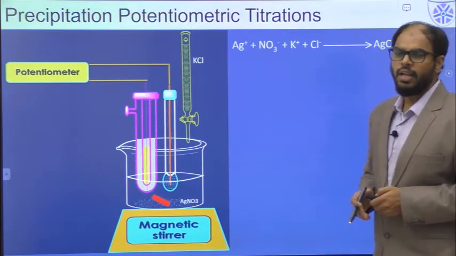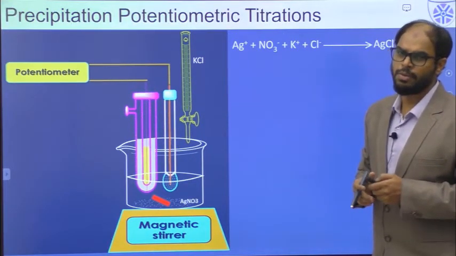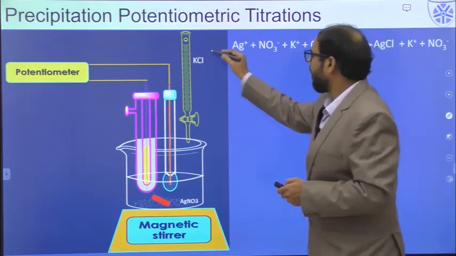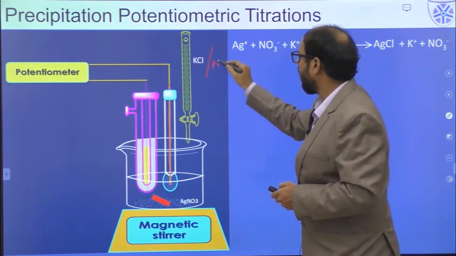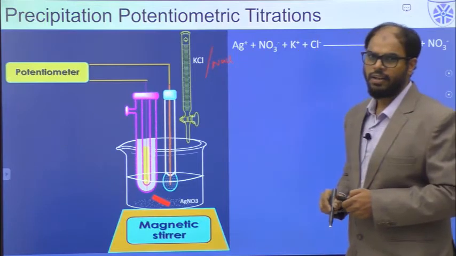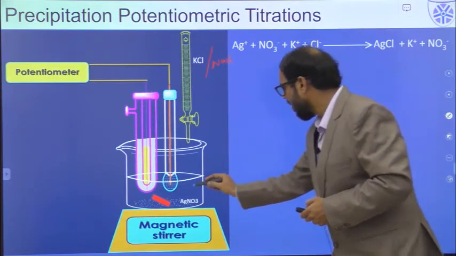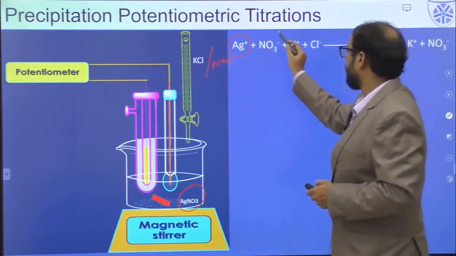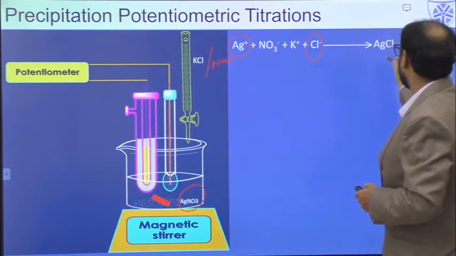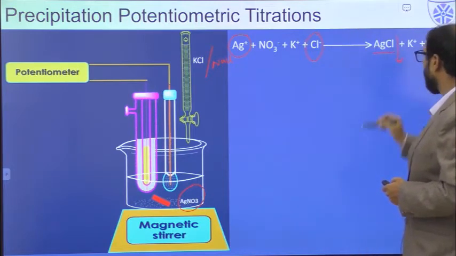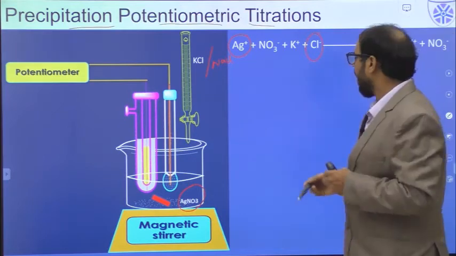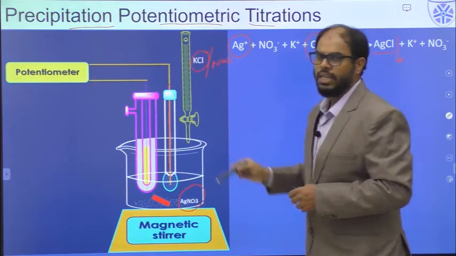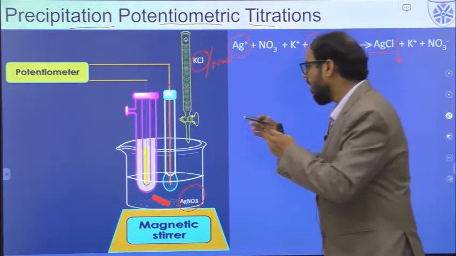Let us try to understand a last and final category of potentiometric titration, that is precipitation potentiometric titration. In this category of titration, we take potassium chloride or sodium chloride as the titrant and silver nitrate as the analyte. The Ag+ ions react with the Cl- ions to form AgCl, and this AgCl gives a white cloudy precipitate, and this precipitate will keep on increasing as the potassium chloride is being added as a titrant from the burette.